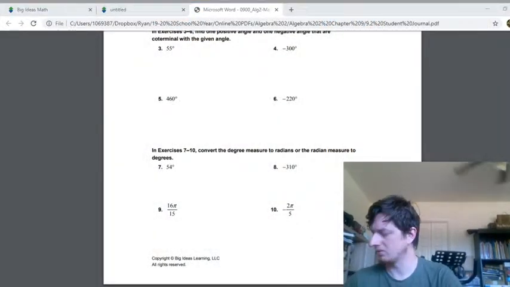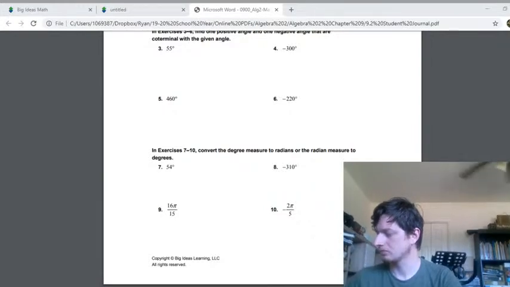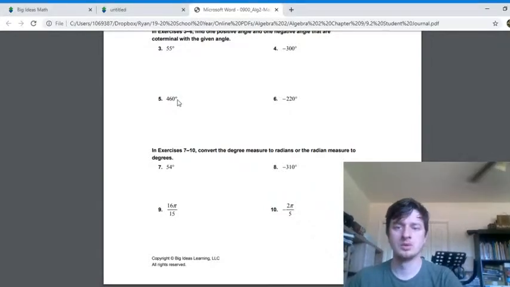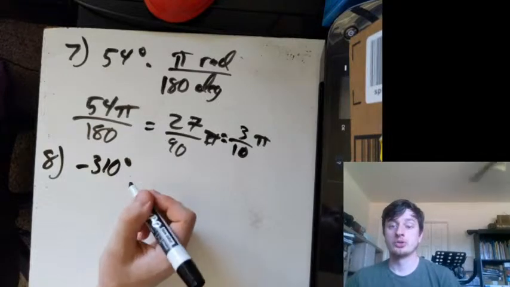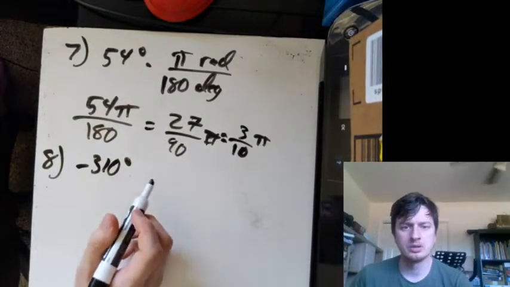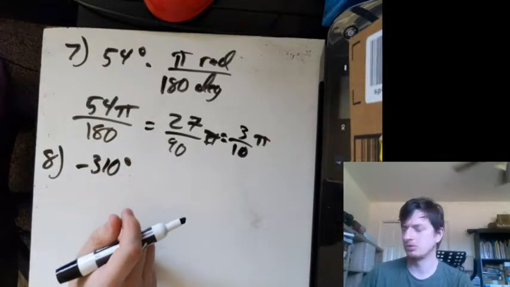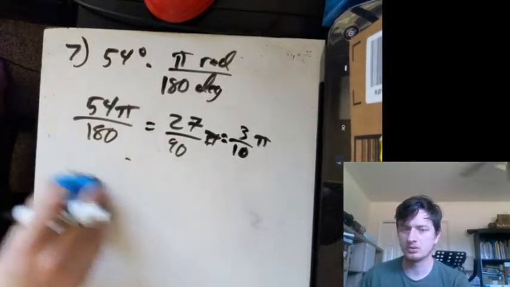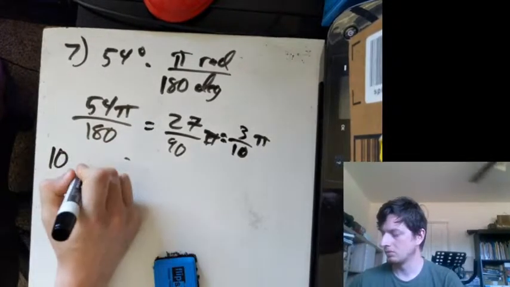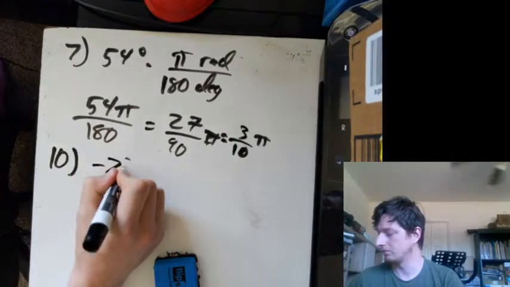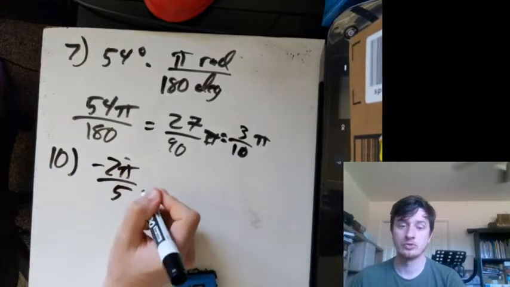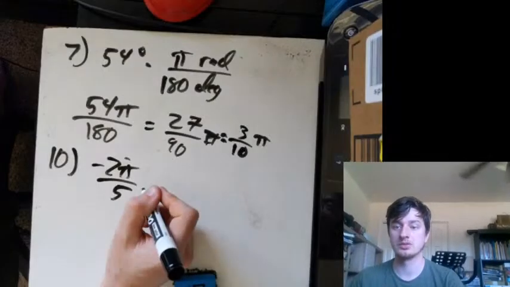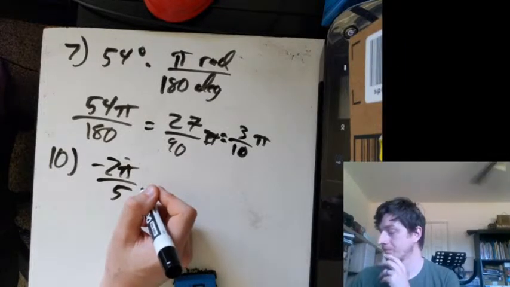Number 8 is negative 310 degrees. So to convert, no, wait a minute. Sorry. Let's do number 10 instead, not degrees. Radians. So this is in radians. This is number 10. Sorry.